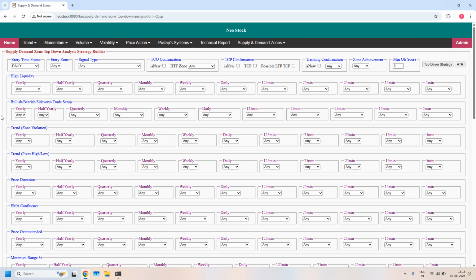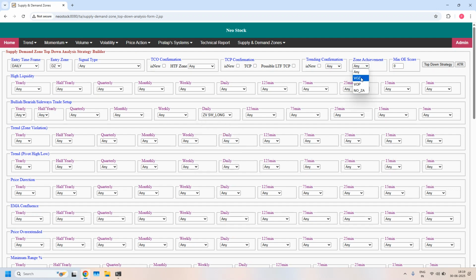Starting with monthly income trade reports, entry time frame should be daily. Entry zone should be demand zone for sideways long trade setup. Bullish or bearish or sideways long trade setup at entry time frame daily. I am selecting sideways long.